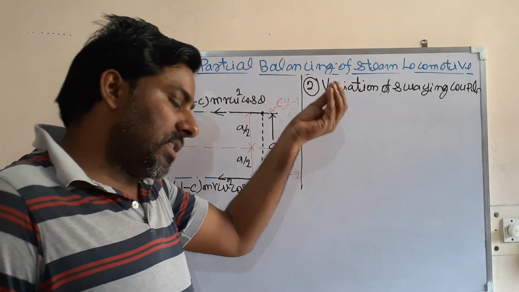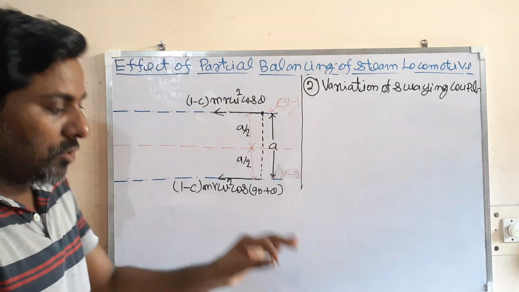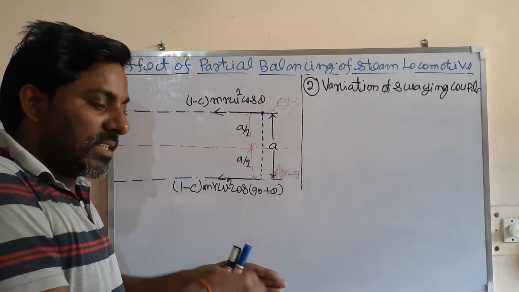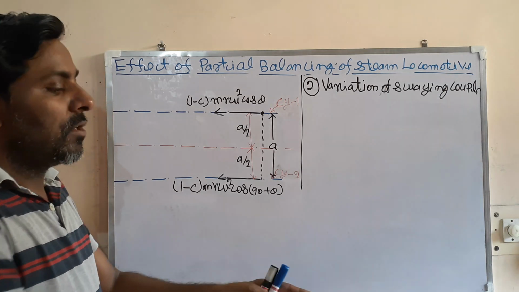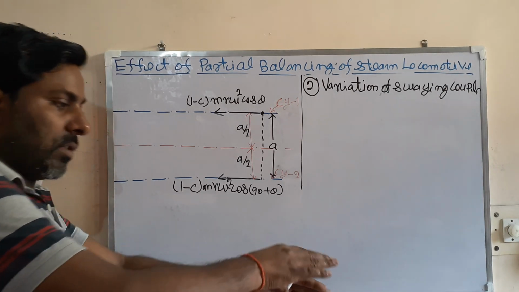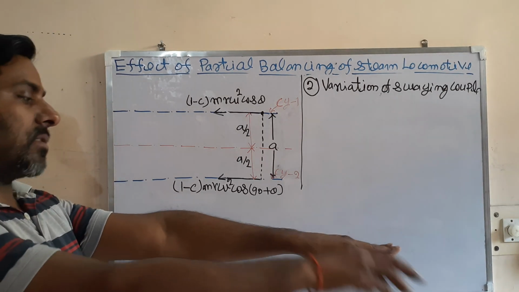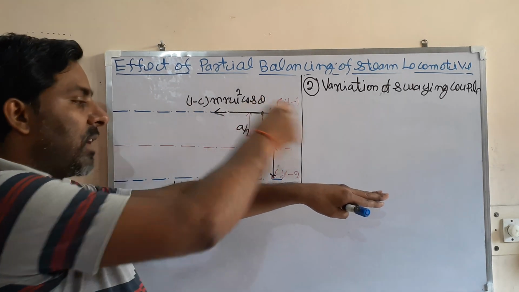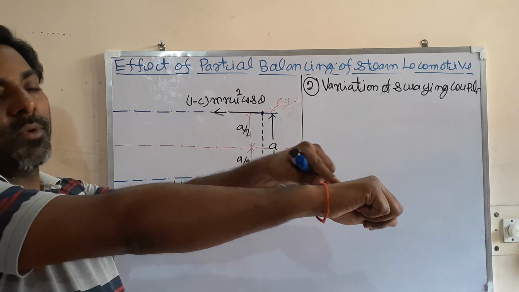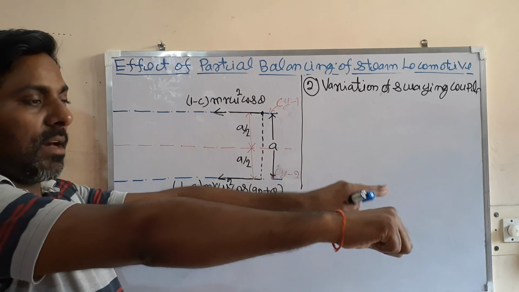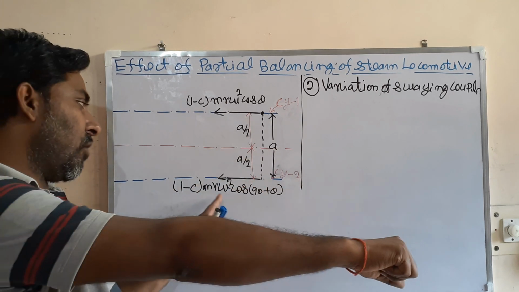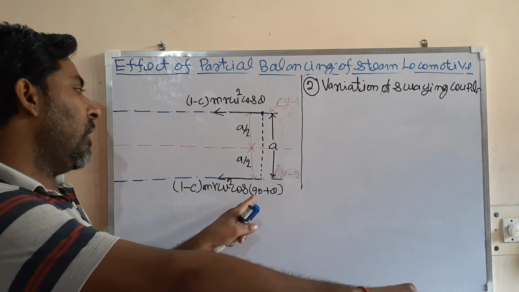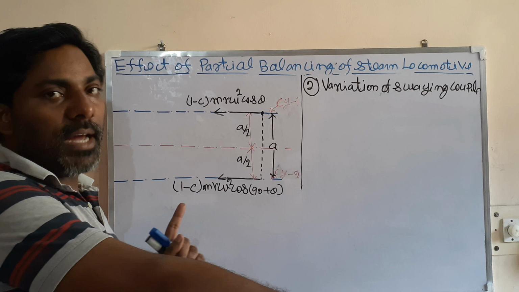First, let us see what the swaying couple is. You have seen that along the line of stroke there are two wheels. This is the axle. The cylinder is in the horizontal direction. So one unbalanced force is here, that is (1 - c) m r ω² cos θ. Another unbalanced force is in this direction, that is (1 - c) m r ω² cos(90° + θ), because the angle between the cranks of the two cylinders is 90 degrees.